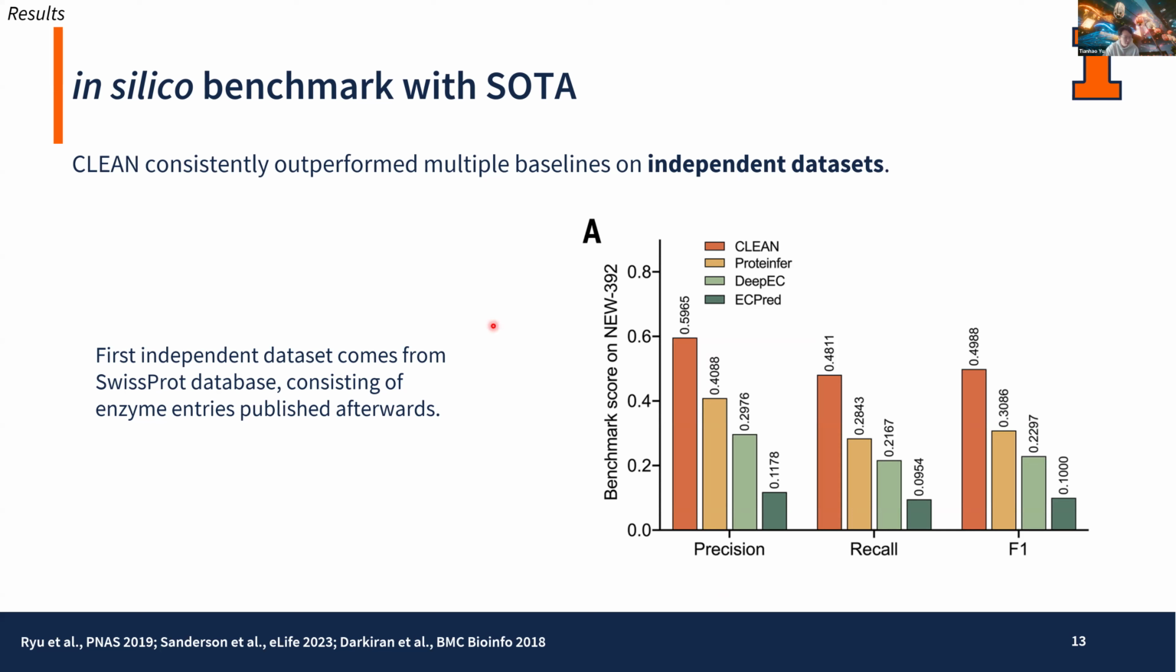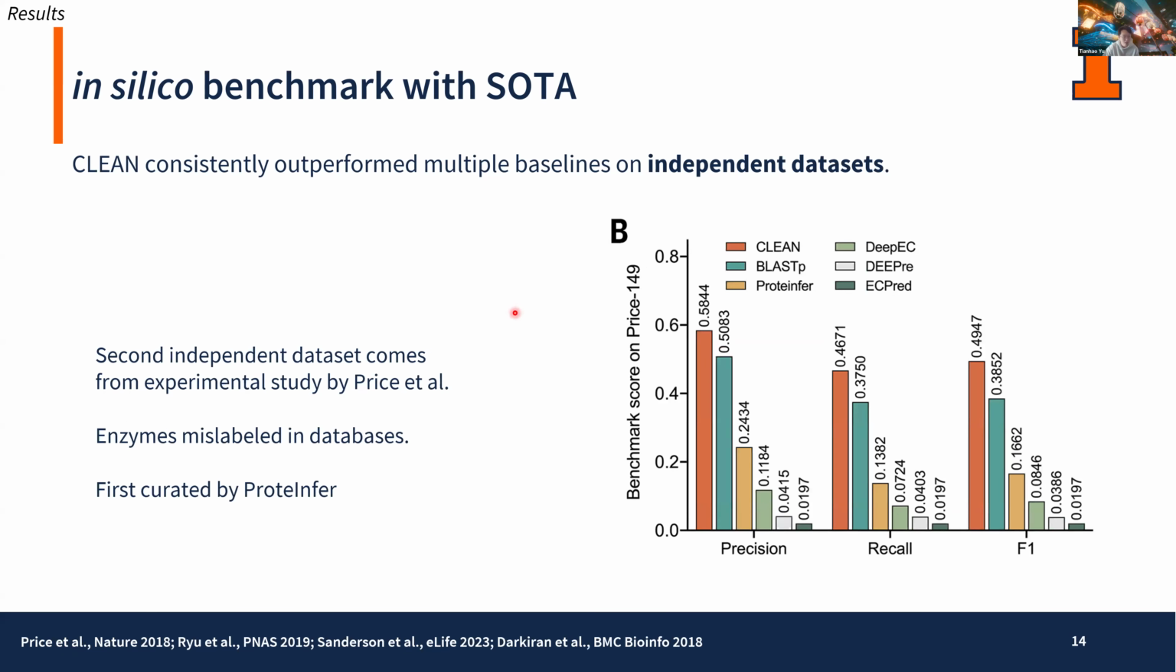And the second independent data set we chose is a very challenging one. This one is actually an experimental study done by Price and coworkers, in a Nature paper published in 2018. Essentially, what Price and coworkers did in the paper is that they launched high throughput experiments to annotate thousands of different enzymes or proteins in general, and then they compared with what has been automatically annotated by the database.